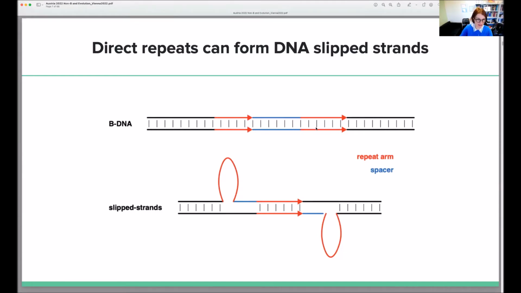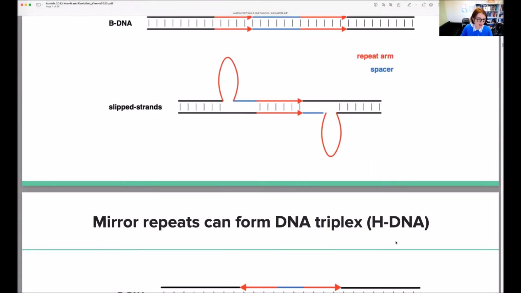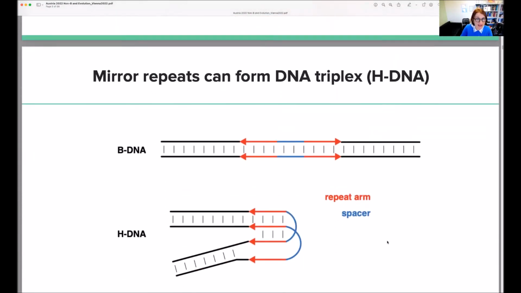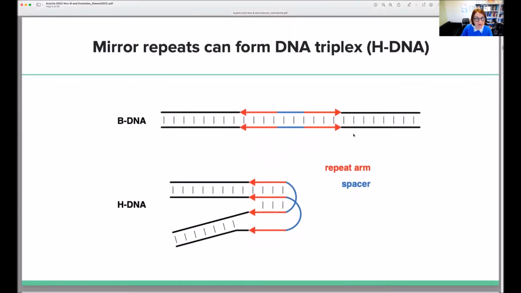Okay, so here, this is what's happening. The different copies of repeats are paired. The first one from the upper strand with the second one from the upper strand, with the first one from the second strand. And then there is pairing leading to loops, and we call this slipped strands. Mirror repeats can form DNA triplexes, okay, in which there is formation of the triplex structure.